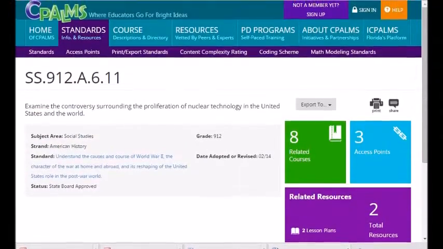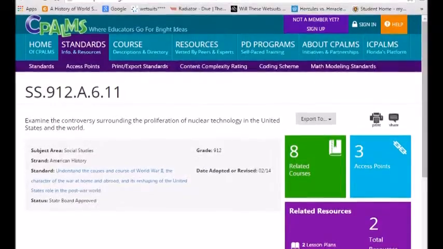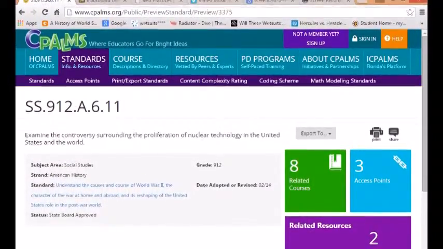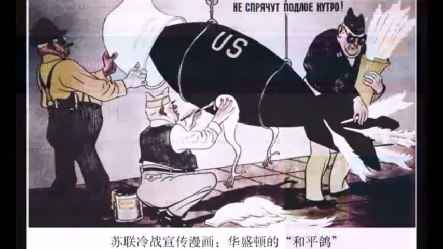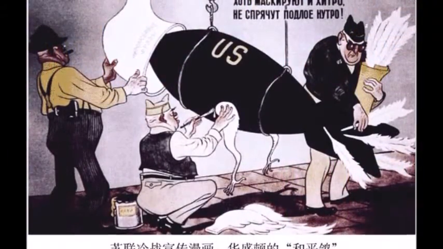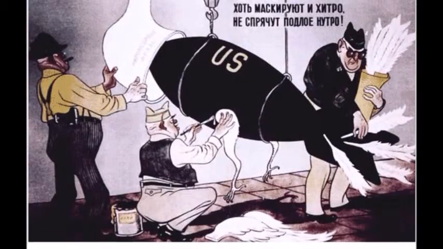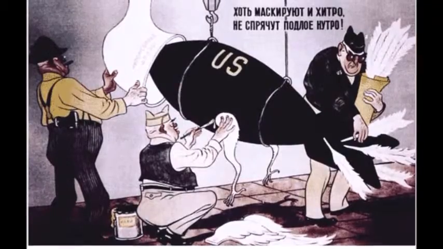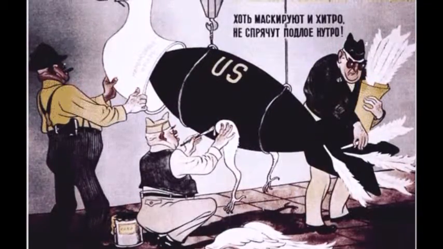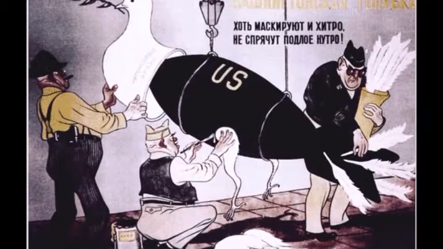This is the standard off of CPALMs that we'll be using, and it says, examine the controversies surrounding the proliferation of nuclear technology in the United States and the world. A common artifact that can be used in the class is propaganda. This picture of propaganda makes it easier to teach because it's less likely for students to understand what it's saying, because it's in Russian, and it leaves room for interpretation of what the actual meaning is.